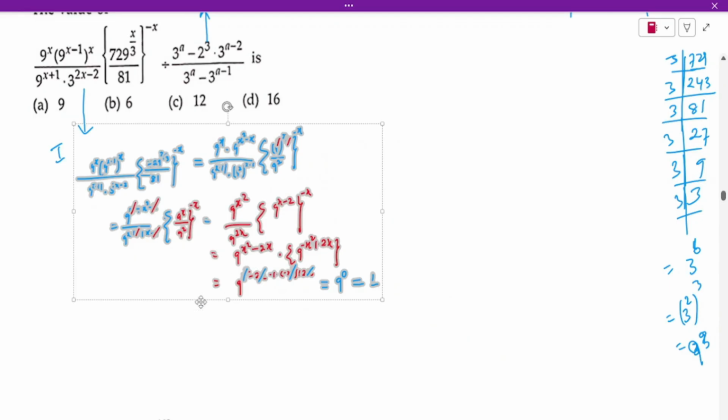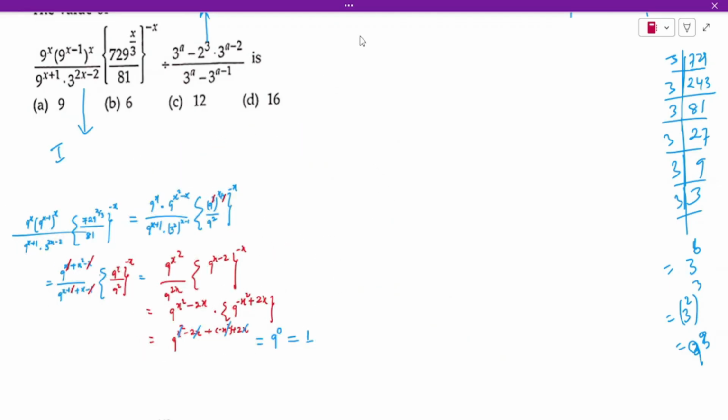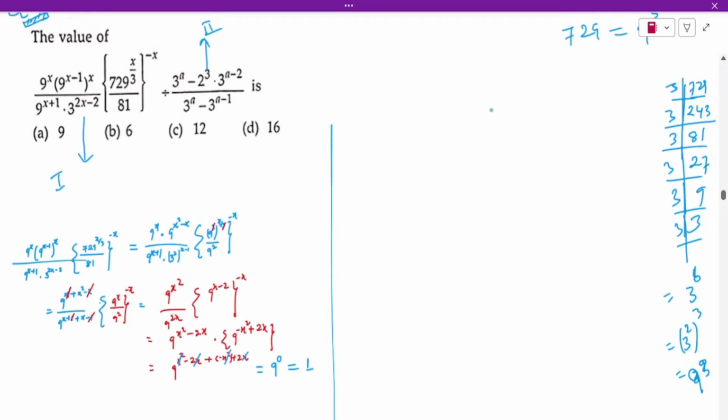Okay. Now the second expression is given as 3 to the power a minus 2 power 3 times 3 to power a minus 2, divided by 3 power a minus 3 power a minus 1. So we need to see the expression in numerator and denominator. We can find that this 3 to power a is present in both numerator as well as denominator. So we can write this as 3 to power a taken common. So we are left with over here nothing but 3 to power 0.